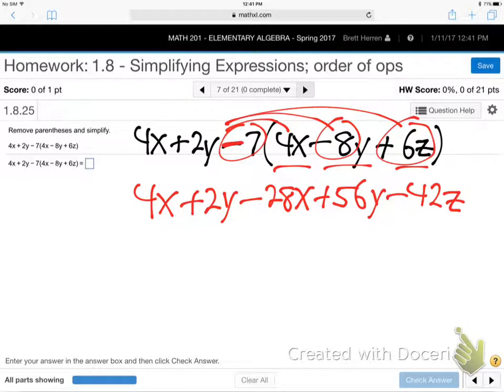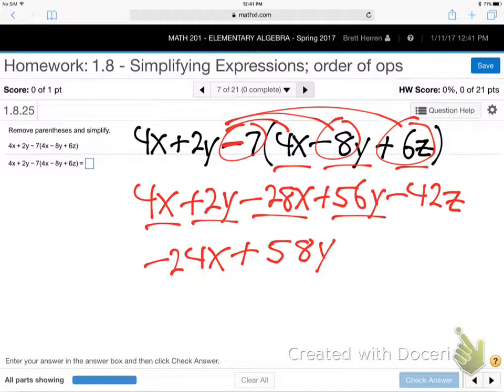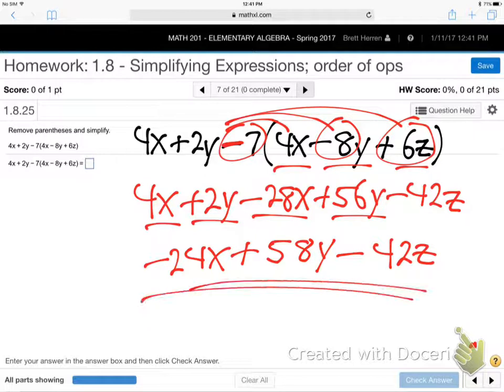And now combine like terms. 4x minus 28x is minus 24x, 2y and 56y is 58y, and then the 42z is just there, nothing to combine with. So that's it, right there. Is that good?